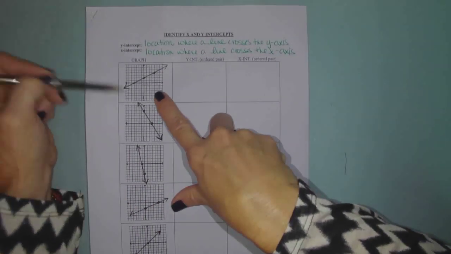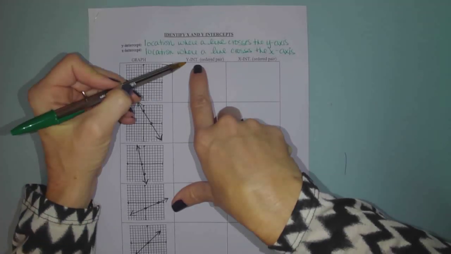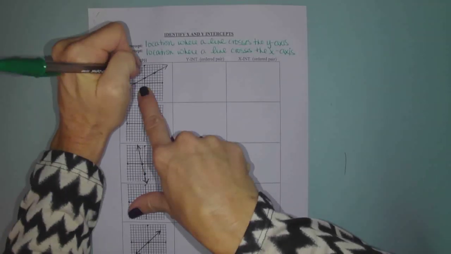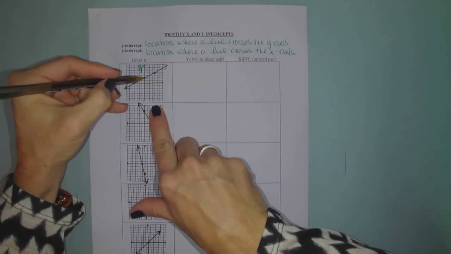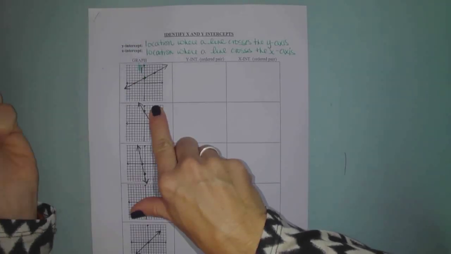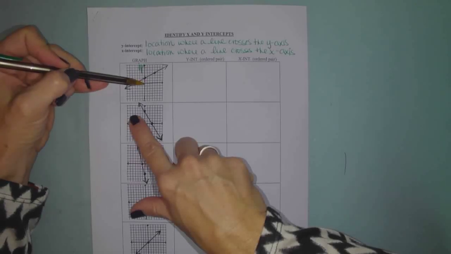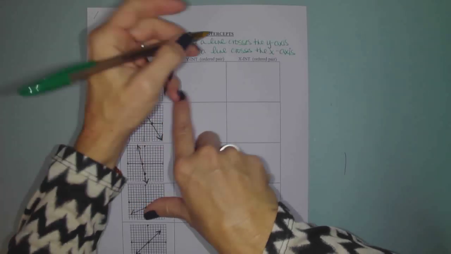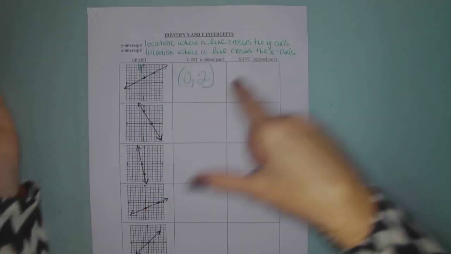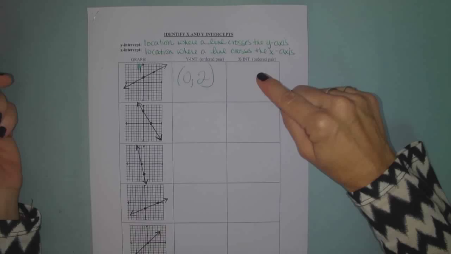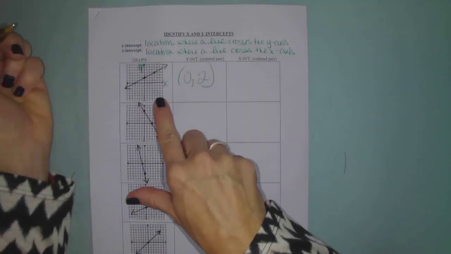So here we go. Take a look at this line. Let's look for the y-intercept. Here's the y-axis, right here. Y-intercept, the point on the y-axis. So let's grab the coordinates from the origin. You don't go right or left any, so the x is 0 and the y is 2. So 0, 2.